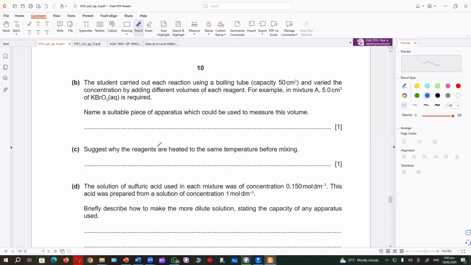The student carried out each reaction using a boiling tube of capacity 50 cm cube and varied the concentration by adding different volumes of each reagent. For example, in mixture A, 5 cm cube of KBrO3 is required. Name a suitable piece of apparatus which is used to measure this volume. 5 cm cube, we can use a burette. Okay.